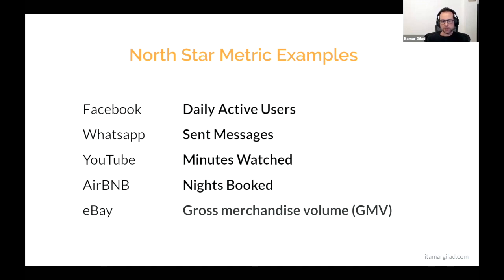Lastly, Airbnb and eBay are two-sided marketplaces. They measure value by the amount of value exchange. So for Airbnb, it's nights booked. For eBay, it's gross merchandise volume, which is the total number of dollars or euros being exchanged. Notice that they're not counting how much of this money ends up in their pockets. It's all about how well the marketplace is performing.